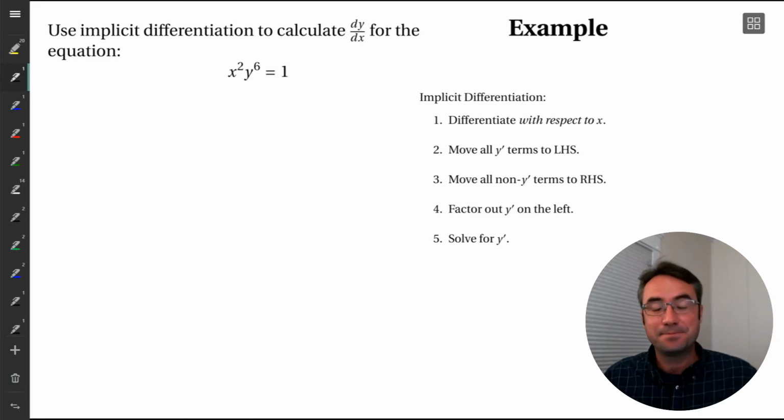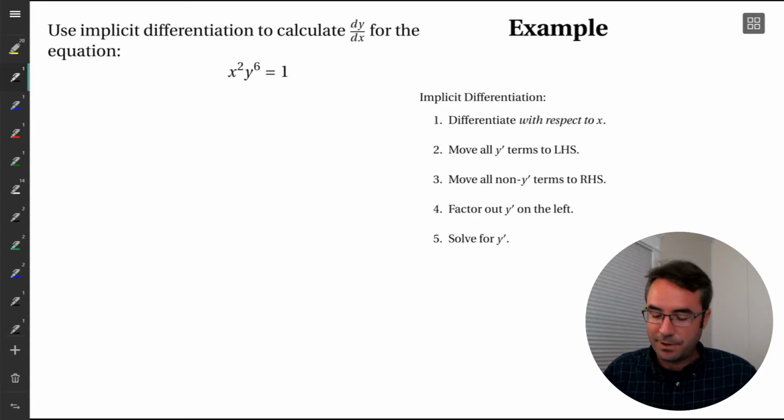Let's try another example. So here we have the equation x squared times y raised to the power 6 equal to 1. And we want to calculate the derivative dy/dx. So again, we're viewing y as a function of x. But now we don't actually have a formula for what y is equal to. We just have this equation. So we're viewing y as an implicitly defined function.